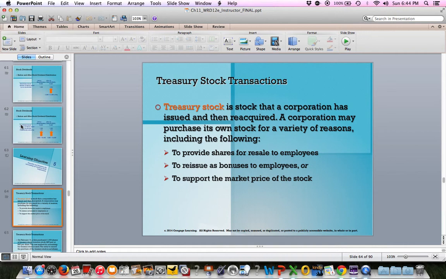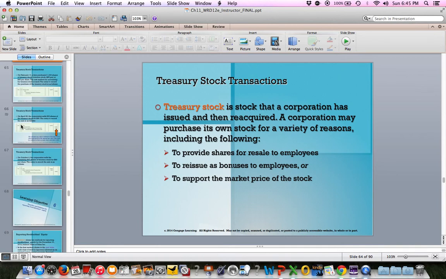Some corporations use stock as a way to compensate employees with bonuses, also to support the market price of stock. Just keep in mind that part of a stock price is supply and demand. If there are fewer shares of stock outstanding, that's a signal that if there's more demand, the price will go up. So it's a way to hopefully make stock price go up for a company. But they do buy their own stock for a number of reasons, and it's a very common thing to do.